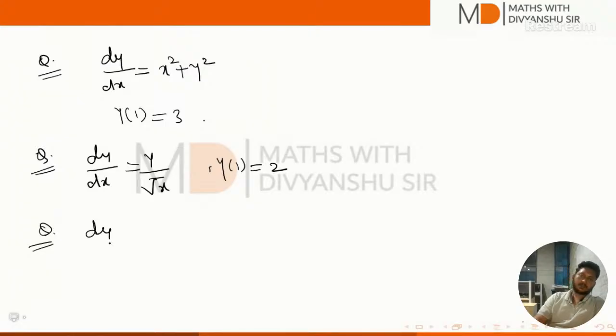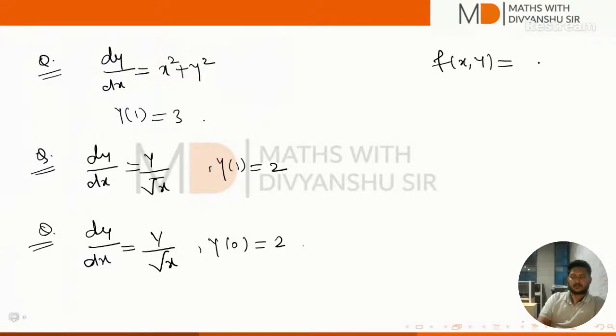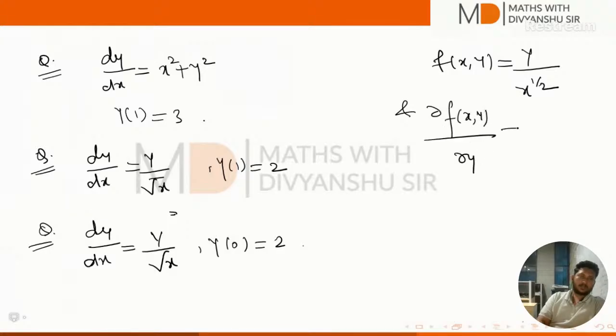The next question is dy/dx = y/√x, with the condition y(0) = 2. Here first you go with this type of calculation: f(x, y) = y/x^(1/2), and the derivative of f(x, y) with respect to y is 1/x^(1/2), like this.